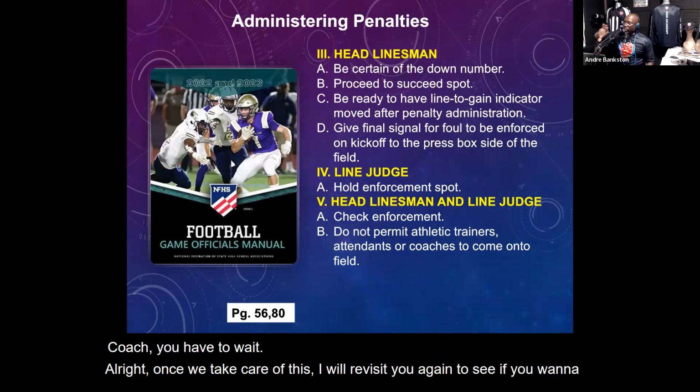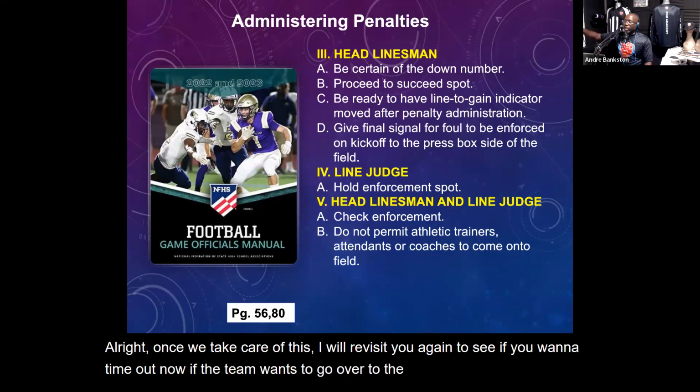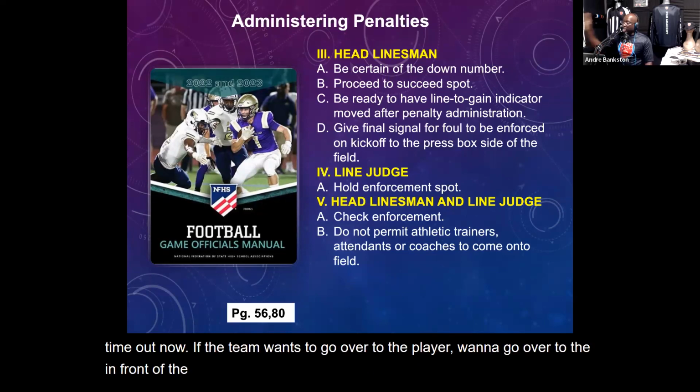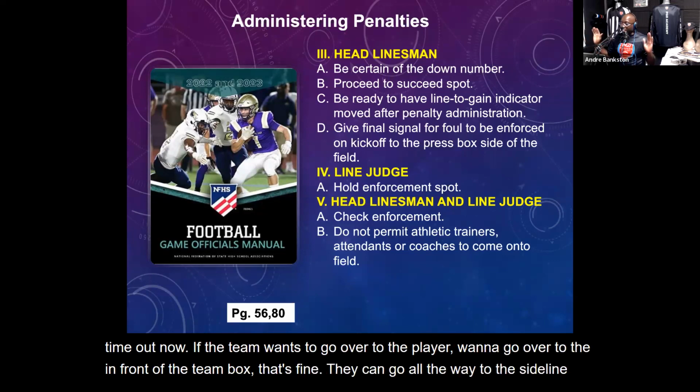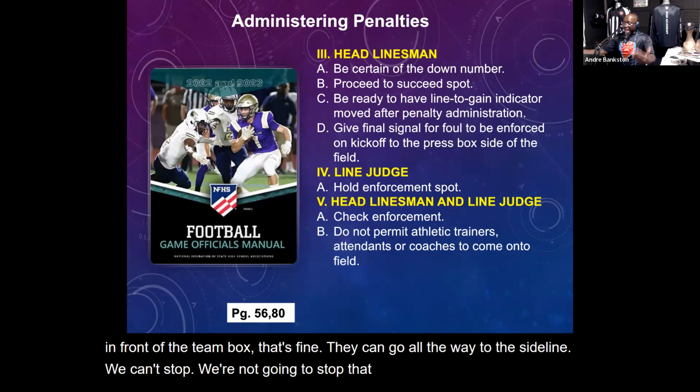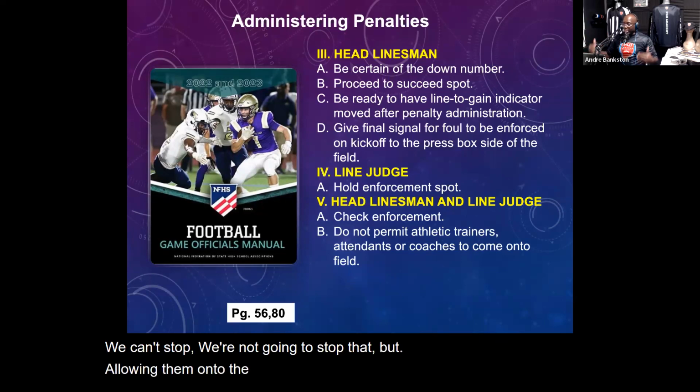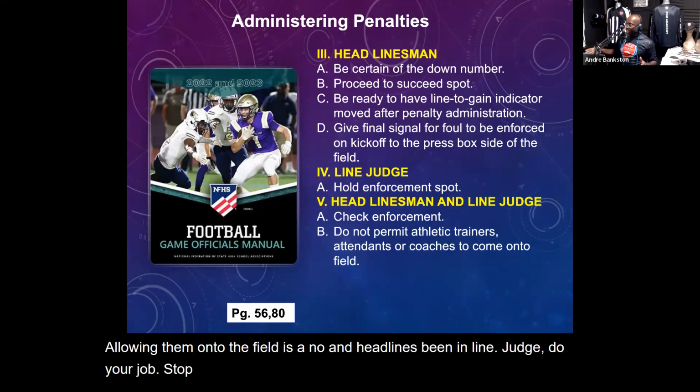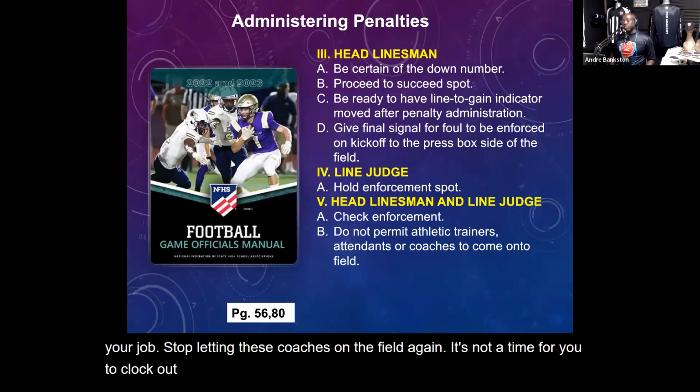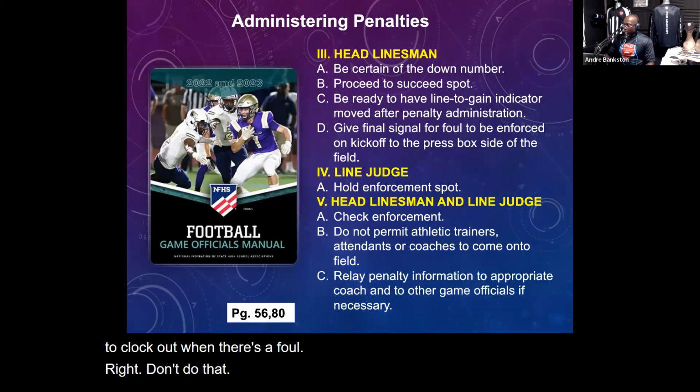Now, if the players want to go over to the front of the team box, that's fine. They can go all the way to the sideline. We're not going to stop that. But allowing them onto the field is a no-no. And head linesman and line judge, do your job. Stop letting these coaches on the field. Again, it's not a time for you to clock out when there's a foul. Right? Don't do that.